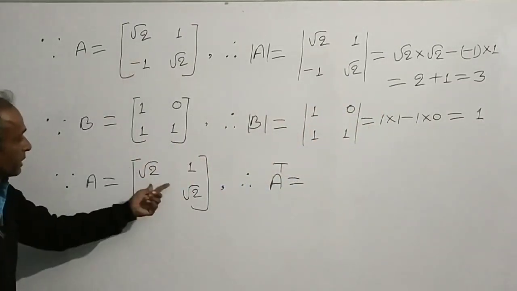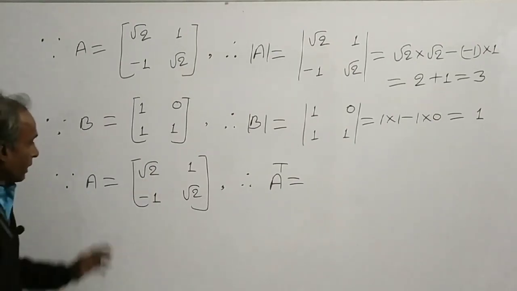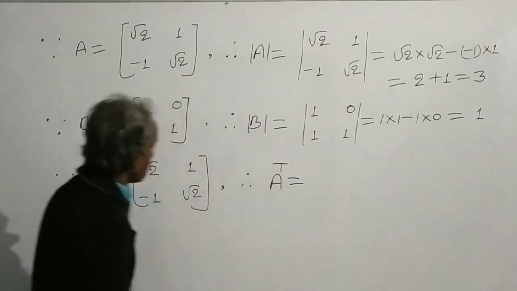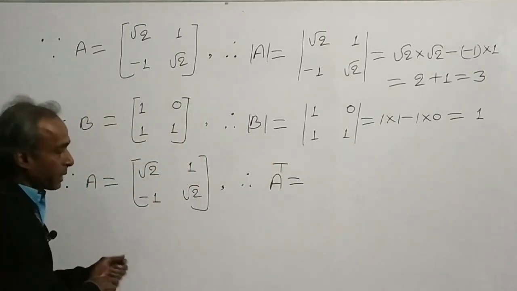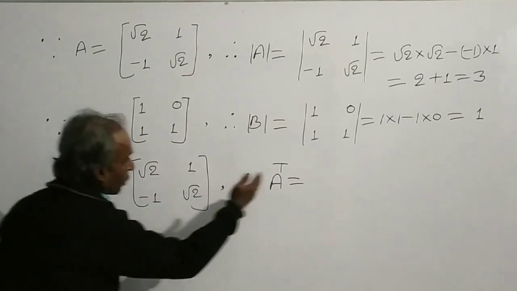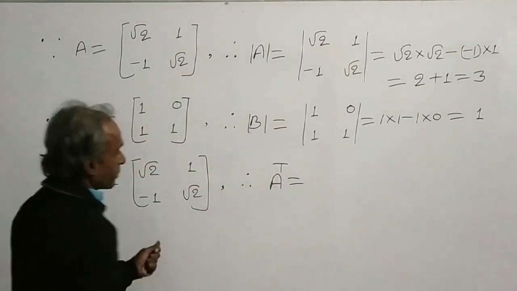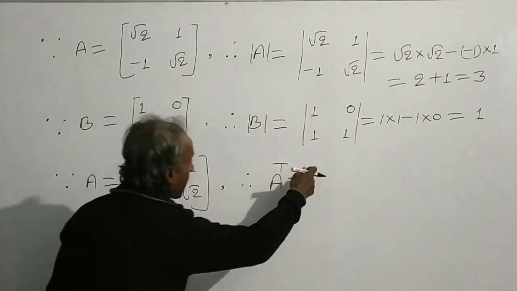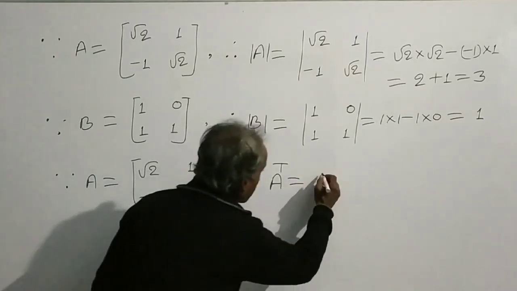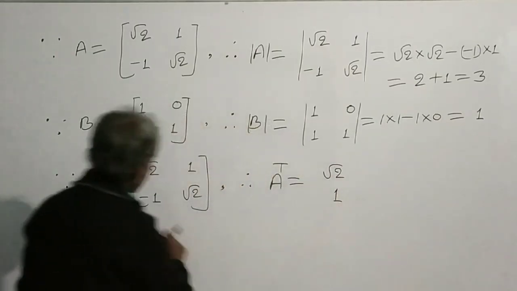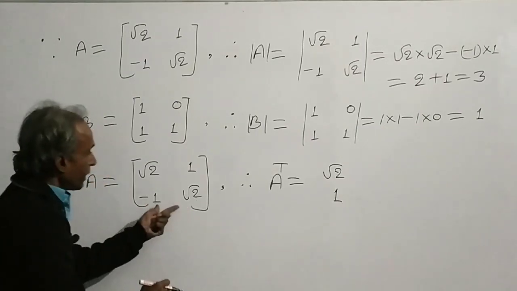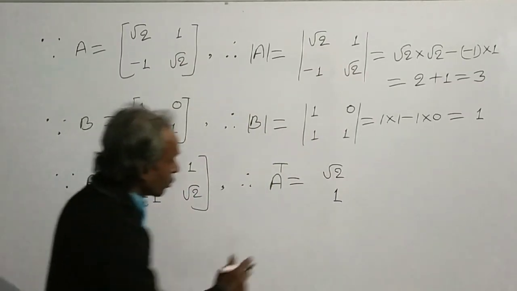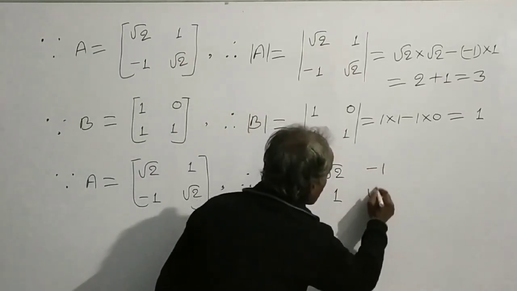Since A is this matrix, therefore, transpose of A denoted by AT, transpose of this matrix will be, we write first row in place of first column. Root 2 1 in first row, here we write root 2 1 in first column. Root 2 1. Second row will be written in place of second column. Minus 1 root 2, minus 1 root 2.